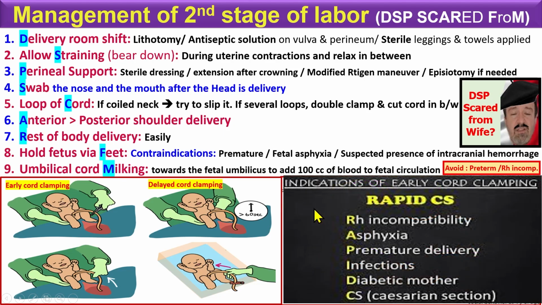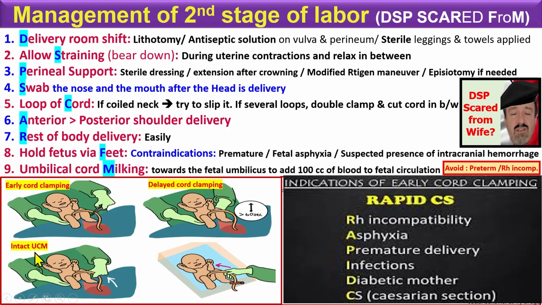Early cord clamping is indicated if there is RH incompatibility, asphyxia, a premature baby, infection, a diabetic mother, or a C-section case. So in this way we go for early cord clamping, otherwise delayed cord clamping is indicated.